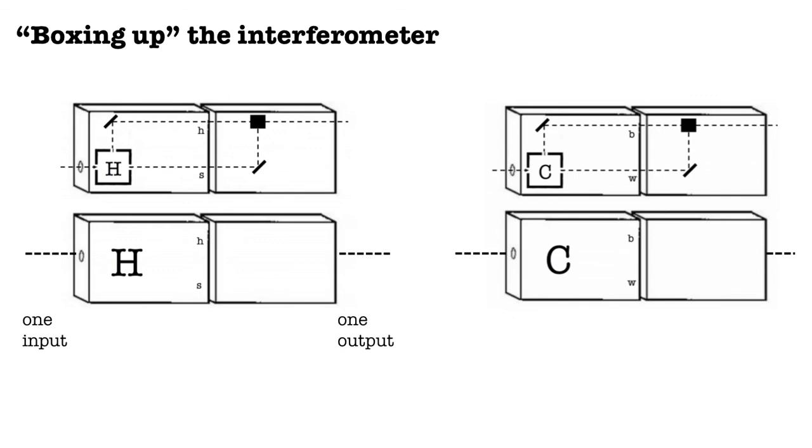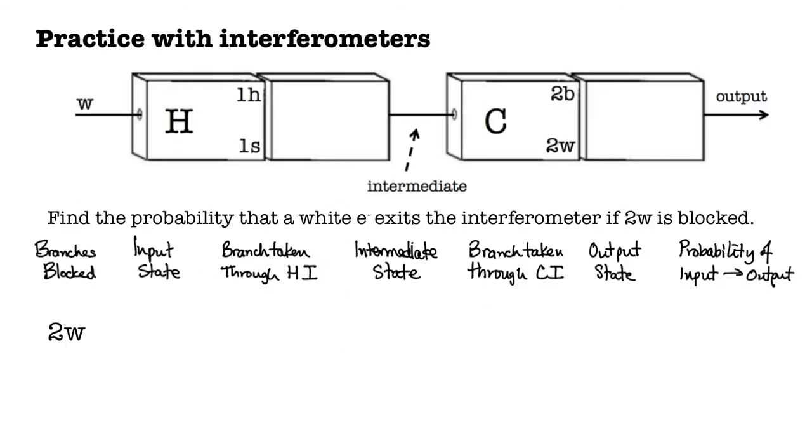And of course, we can do the same for a color interferometer: one input, one output, color box, two branches, merger box. Drawn more abstractly, one input, one output, a big C representing color interferometer, and then W and B labeling the two branches that you can take through the interferometer. And so let's just make sure that we understand what's going on here. And let's do the following example.